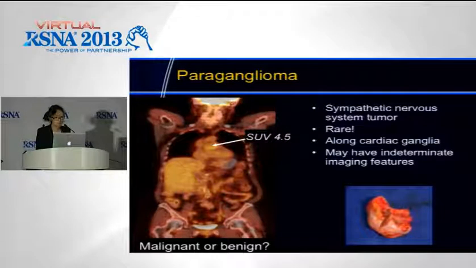So this is a pretty rare tumour. It's a sympathetic nervous system tumour. It's found along the sites of the sympathetic ganglia, so that's the atrioventricular groove and the origins of the great vessels. And imaging features, as we saw in this case, can be indeterminate. And these are difficult to resect because of their vascularity and also because of their location.